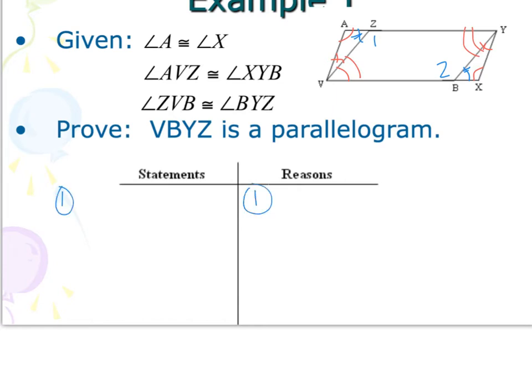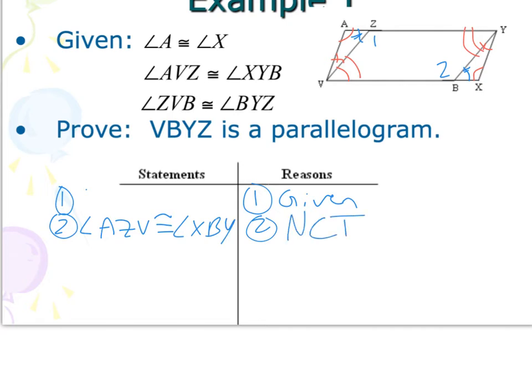So my first one would be given, and then angle AZV, and we could have numbered that one as well, I just didn't, and angle XBY are congruent. That'd be the no choice theorem, NCT, or write it out, I don't care. Up to you. This is America. Freedom. Rock and roll. All right.